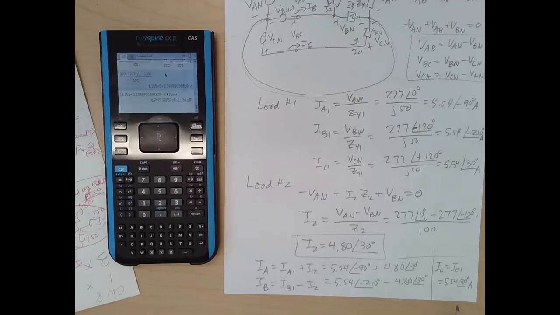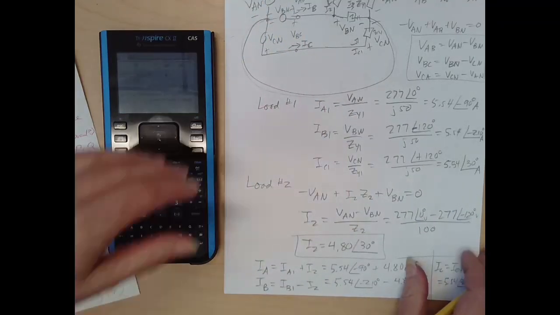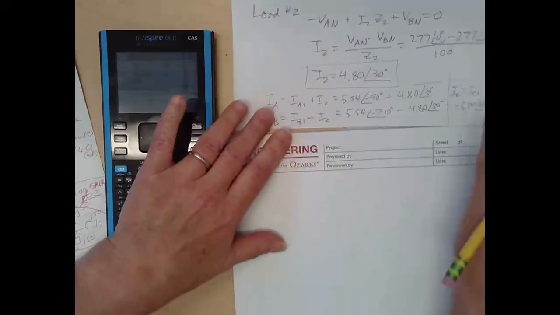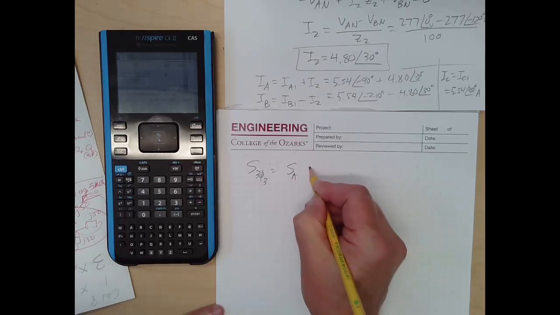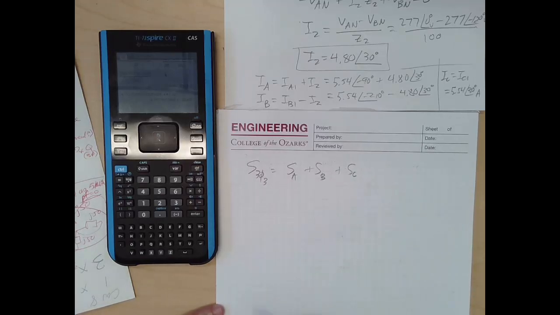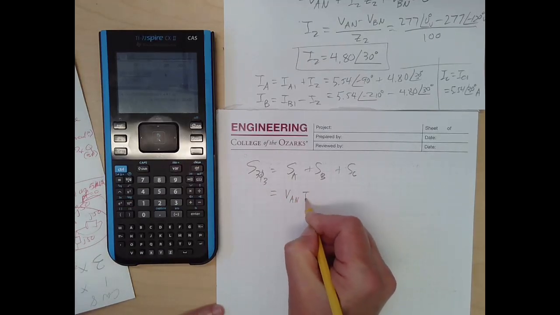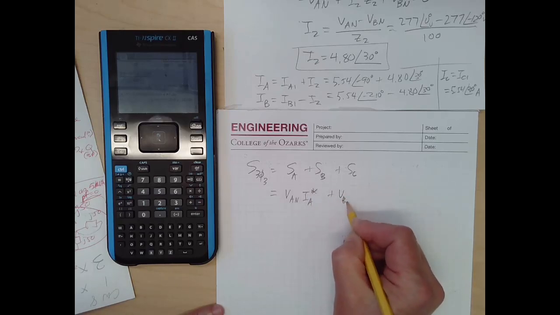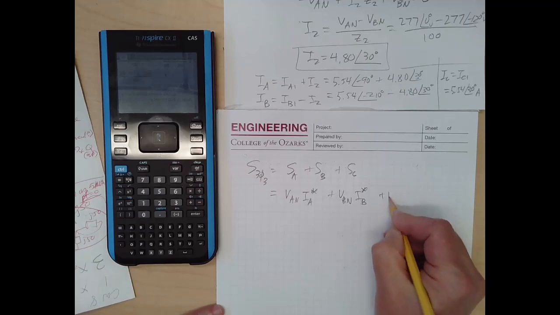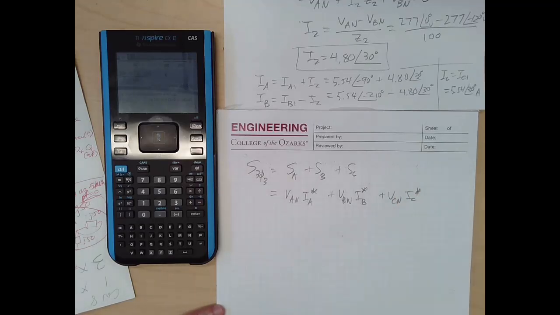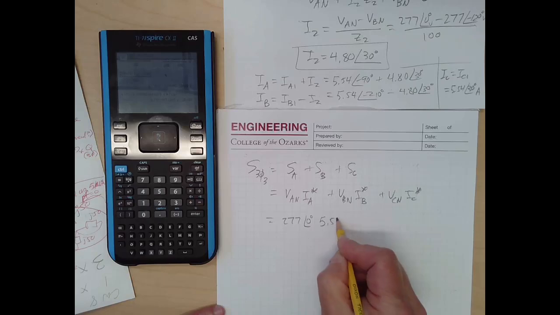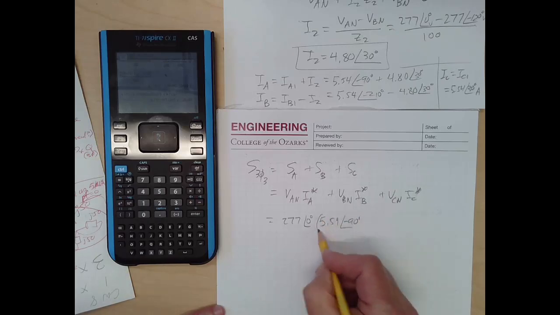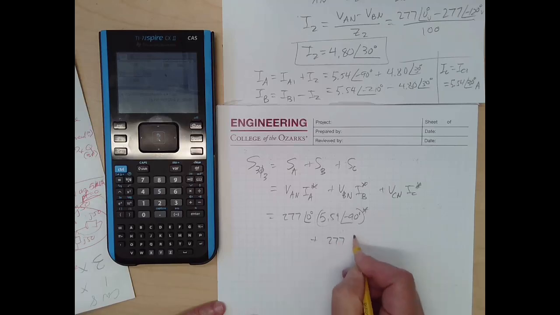Okay. If we wanted the total power of the source, we would have to get all three pieces, do all three pieces at once. So if we want S 3-phase of the source, it is going to be S A phase plus S B phase plus S C phase, because they're all different now, right? And so we're going to have VAN IA conjugate plus VBN IB conjugate plus VCN IC conjugate. And we have all these things. So 277 angle 0 times 5.54 angle negative 90 conjugated, 277 angle negative 120 times IB.